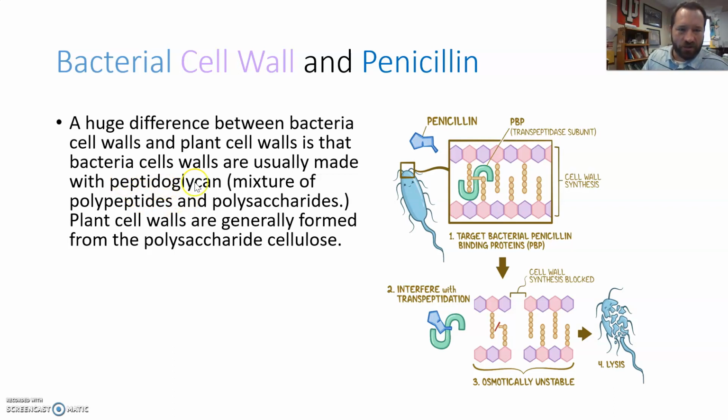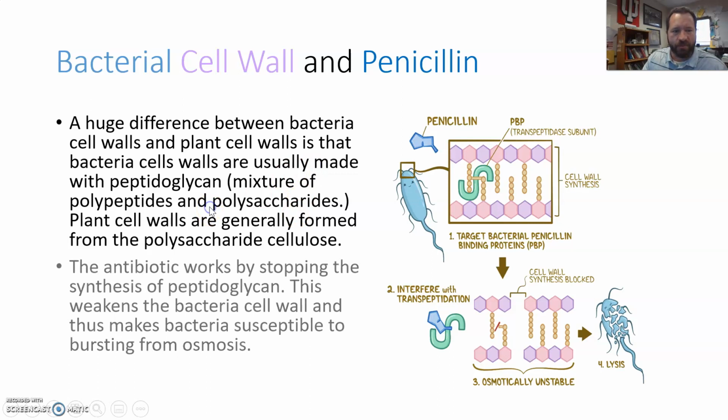Peptidoglycan, the sugar, and peptides. So that's what bacterial cell walls are made of. Plant cell walls are generally formed only from the polysaccharide cellulose. So the big difference is bacteria have proteins, or maybe not full proteins, but they have amino acids built into their cell wall. And, as it might be, lucky for us, penicillin is able to attack those proteins.